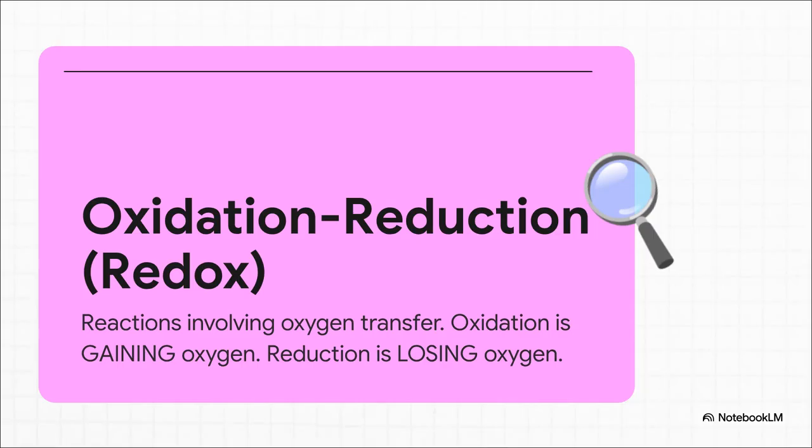Now, running underneath a lot of these reactions is a really important process called oxidation reduction, or just redox for short. The easiest way to get your head around it at first is to just think about oxygen. If something gains oxygen, we say it's been oxidized. If it loses oxygen, it's been reduced. This simple transfer is honestly one of the most fundamental ideas in all of chemistry.